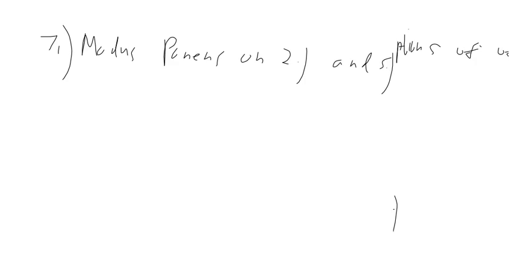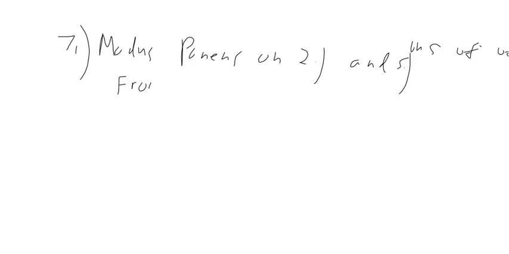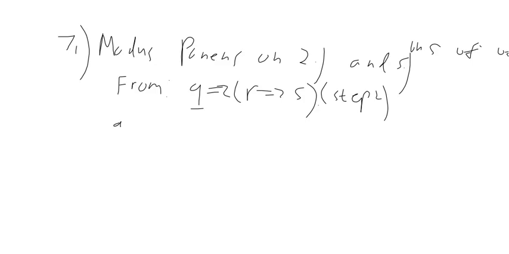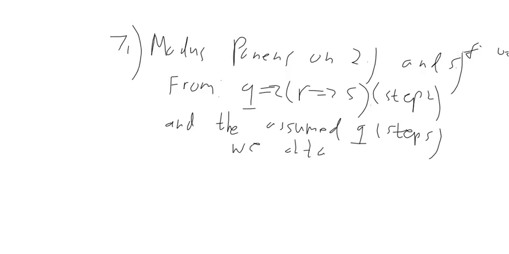So from Q implying R implying S, which was step 2, and the assumed Q, which was step 5, we now obtain the following. We obtain R implying S.